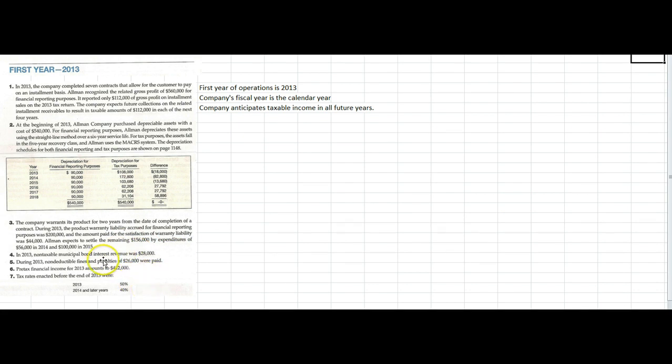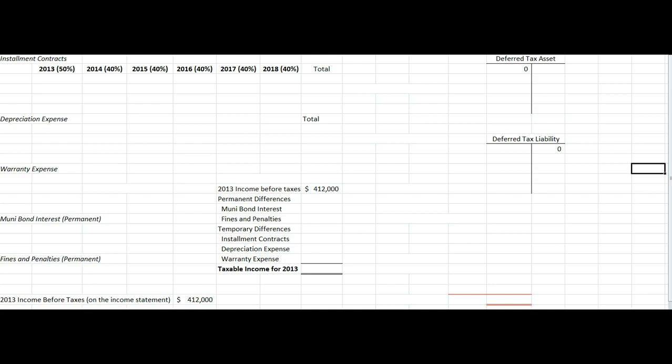All right, pre-tax income is $412,000 for 2013, and the tax rates are 50% this year and 40% going forward. So all our deferred tax assets and all our deferred tax liabilities are going to be valued using this 40% rate, because that's when they're going to reverse themselves out and hit our books.